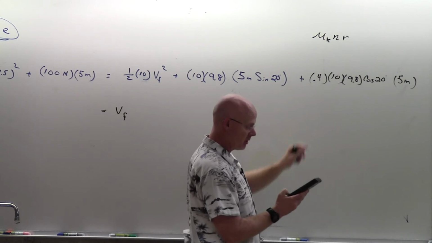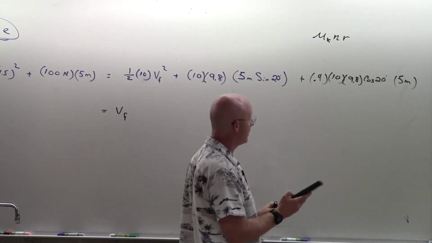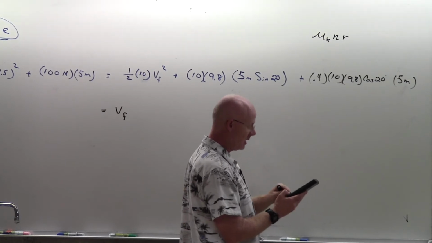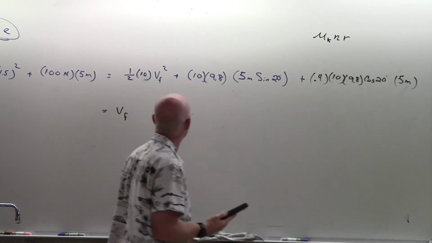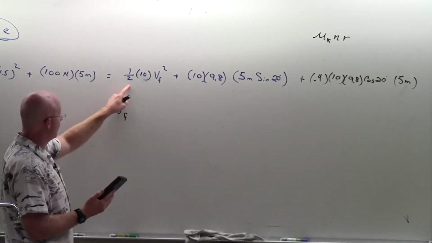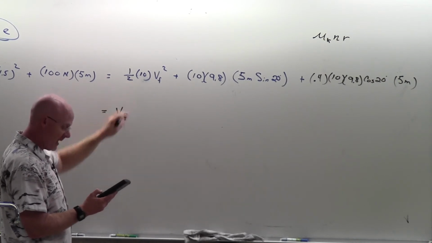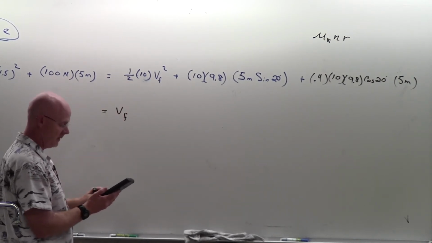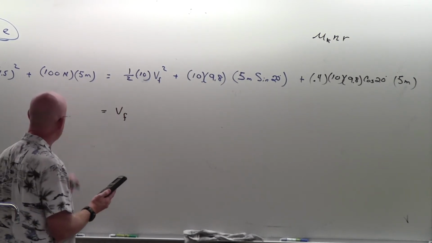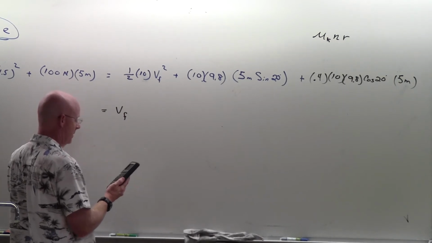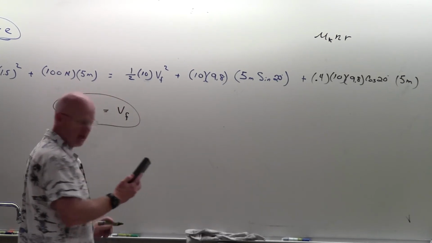From there I will subtract 0.4 times 10 times 9.8 times cosine of 20 times 5. And so there, I've got a 160. I will divide that by a 5. And when it's all said and done, I get a speed of 5.65 meters per second. So I did a lot of calculations there.